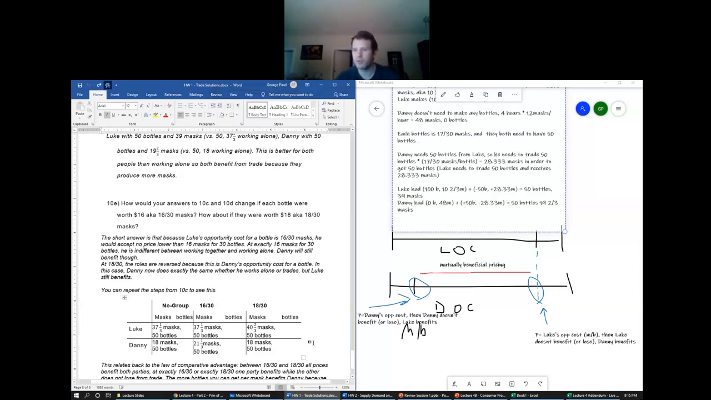So in this case, when it's 16 over 30, it's Luke's opportunity cost. So Luke has the same allocation working alone versus trading. And for 18 over 30, this one and this one are the same. So the price is the same as Danny's opportunity cost, which means that Danny doesn't benefit or lose. Okay.